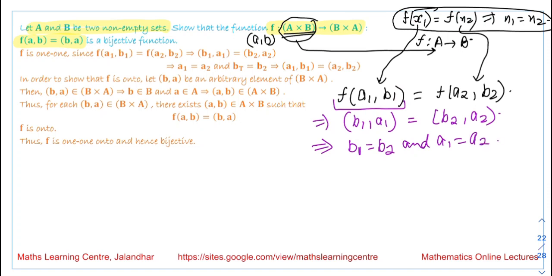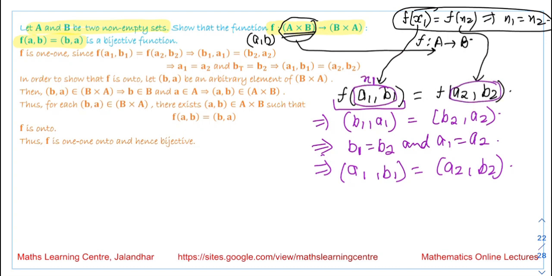Or we can say from this that (a1, b1) will be equal to (a2, b2). So if we consider this element as x1 and this element as x2, basically we have proved that x1 is equal to x2. So this proves that this function is a one-one function.